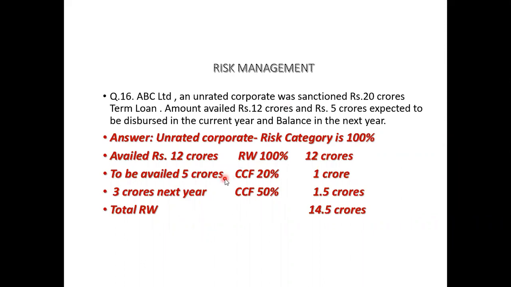The 5 crore to be availed this year is not yet availed, so apply CCF. So 5 crore becomes 1 crore with CCF, and the risk weight is 100%, so 1 crore. Next year you may avail the remaining: 12 plus 5 is 17, so 3 crore remaining. For these 3 crore, CCF is 50%. So 3 crore at 50% is 1.5. So the total risk weight is 14.5. What is the capital needed? 14.5 into 9%. Understood or not? So like that.